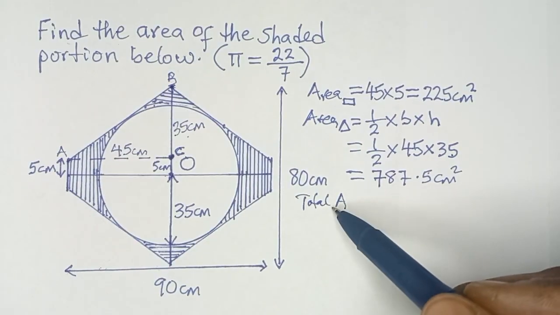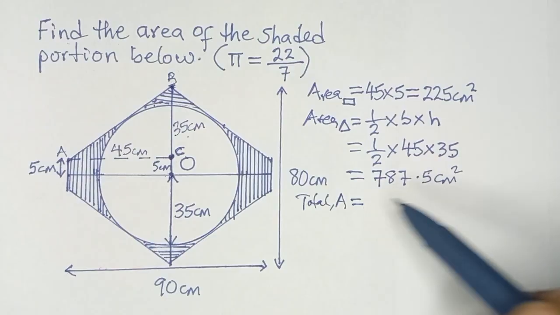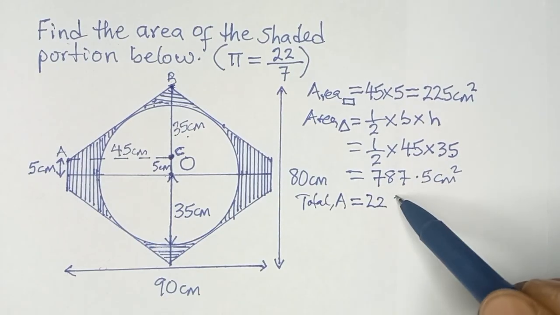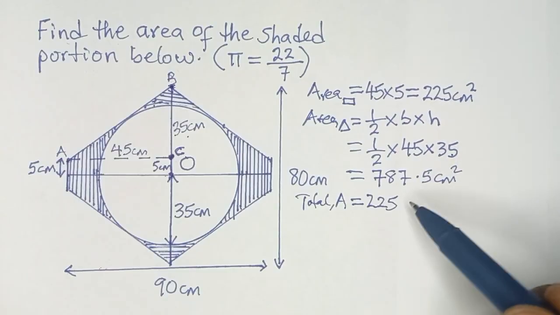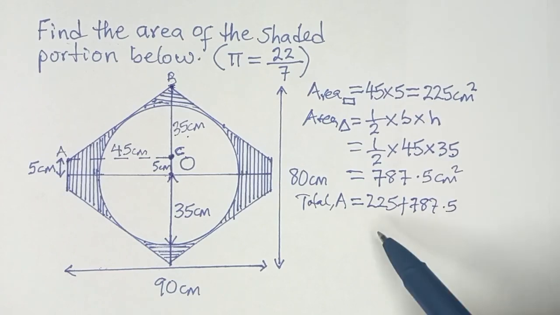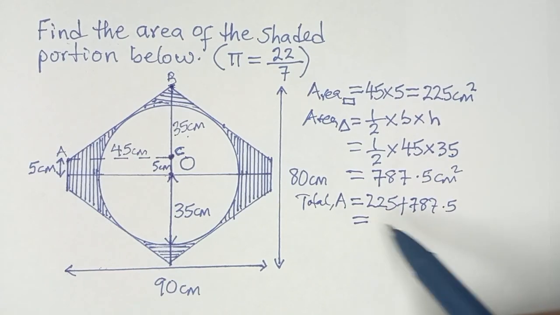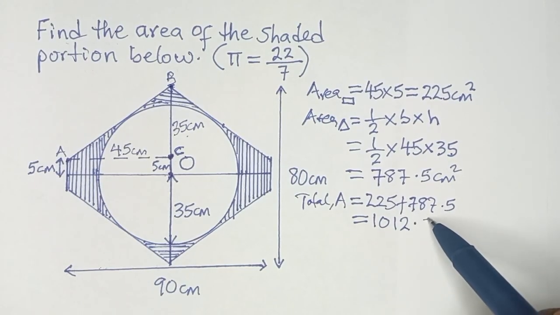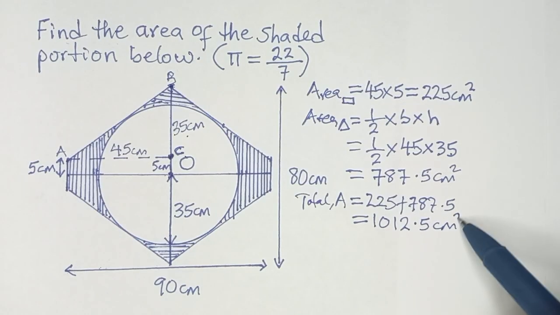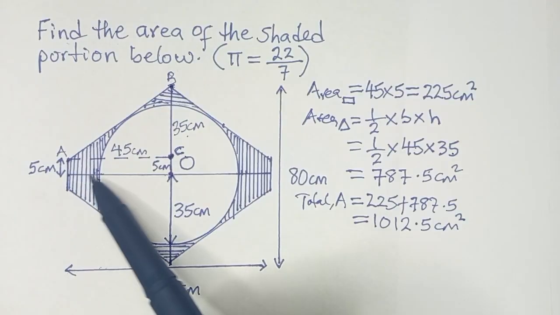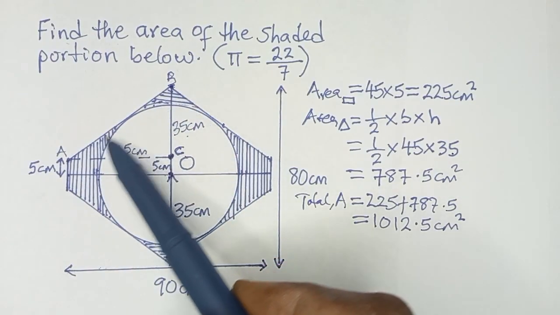The total A, let me just put it as total A, is equal to 225, the area of the rectangle, plus that of the triangle, which is 787.5. And that will give us that area as 1012.5 centimeters square. So we now have this whole area here, including a portion of the circle.